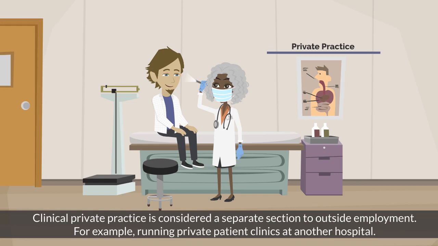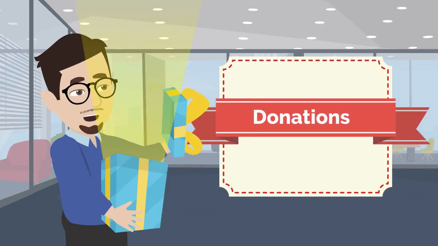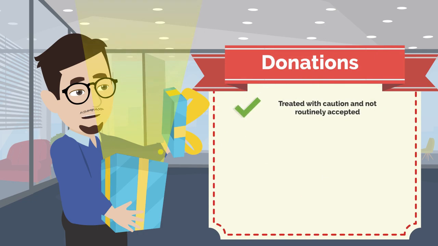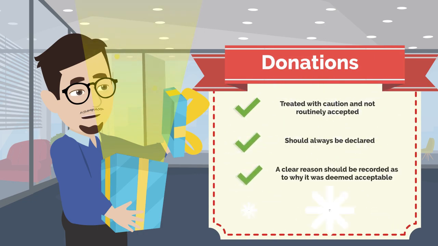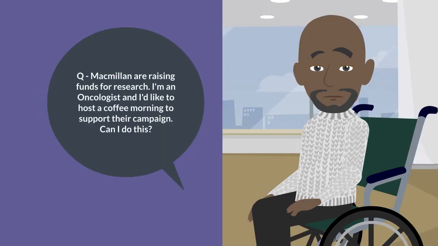Donations. Acceptance of donations made by suppliers or bodies seeking to do business with the Trust should be treated with caution and not routinely accepted. In exceptional circumstances, a donation from a supplier may be accepted but should always be declared. A clear reason should be recorded as to why it was deemed acceptable, alongside the actual or estimated value. Macmillan are raising funds for research.